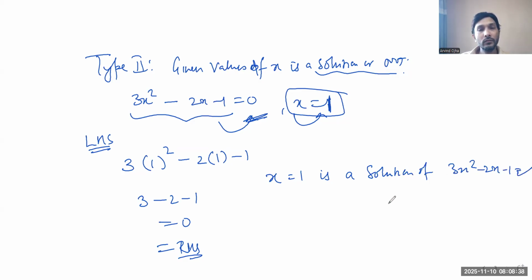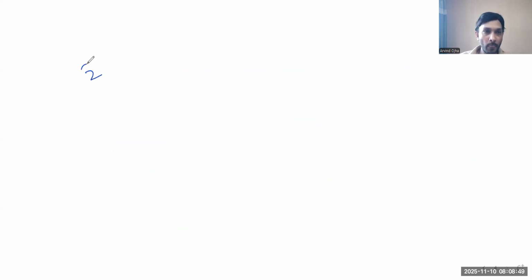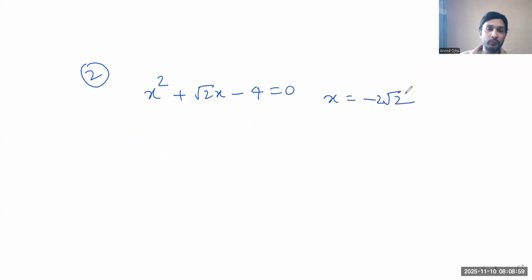Okay. So what solution means is that it should satisfy the equation, or it should satisfy the right hand side. Okay, let's say the second example of this one is x square plus root 2 x minus 4 is equal to 0. Let's say x is equal to minus 2 root 2.